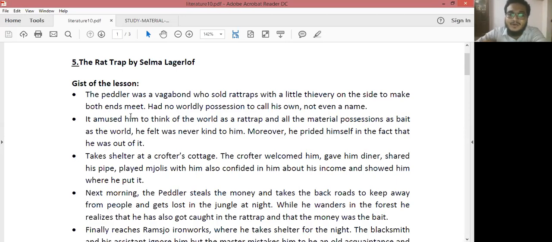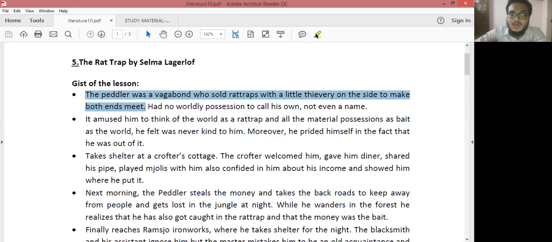Tramp, vagabond, whatever you can call the peddler, who sold what? Rat traps with a little thievery on the side to make both ends meet. What was he doing? Thievery, the act of stealing. Just taking things from others, robbing others on the side to make both ends meet. Whatever work he was doing, selling the rat traps, was not sufficient. It was not profitable. At the same time, he had to beg. So that's why he even went for an act of thievery. Understood, students?